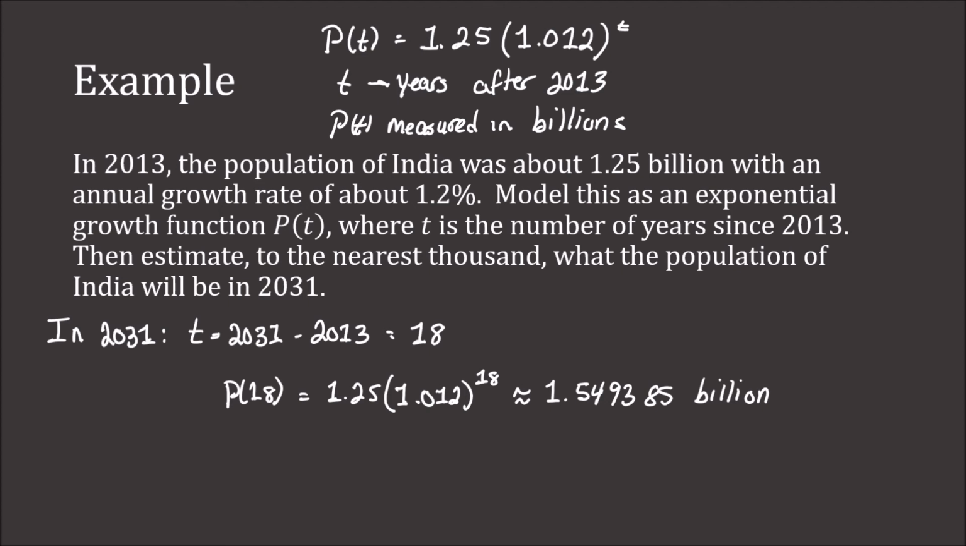And this is rounded to the nearest thousand, right? This would be billion, this would be 100 million, 10 million, million, 100,000, 10,000, 1,000. So this becomes 1,549,385,000. So if this model holds, and it's a constant increase of 1.2%, then in the year 2031, India's population will be about 1.5 billion.